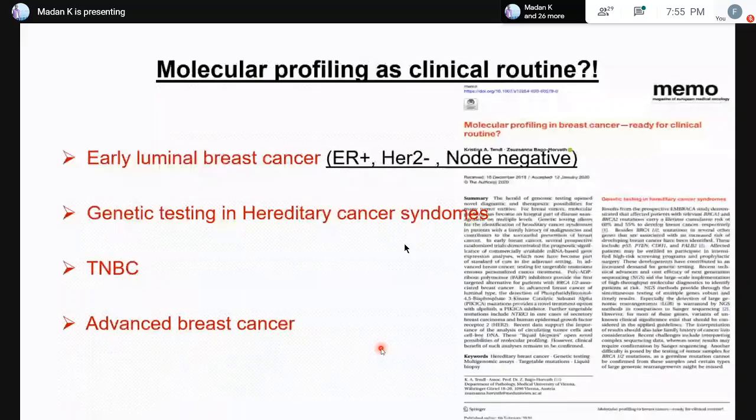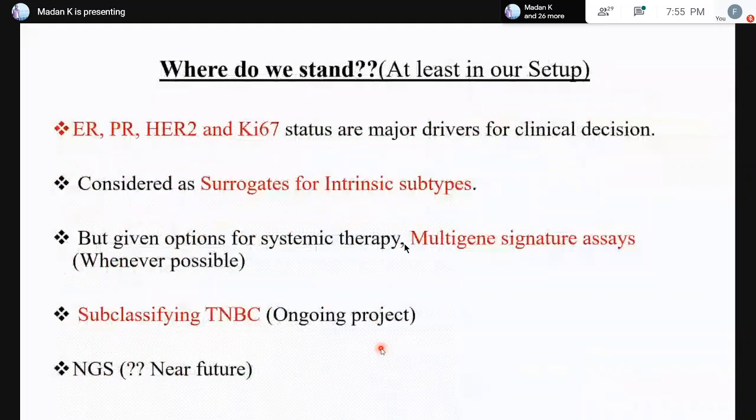So with all these molecular classifications and molecular profiling, where do we stand now, at least in our setup? Currently, in all breast cancers we ask for ER, PR, HER2, and Ki67 routinely, and these are the major drivers for clinical decision. Even though not accurate, these are still considered as a surrogate for intrinsic subtypes. But given the option for systemic therapy, whenever possible, keeping the financial condition of the patient in mind, we ask for multi-gene signature assays.